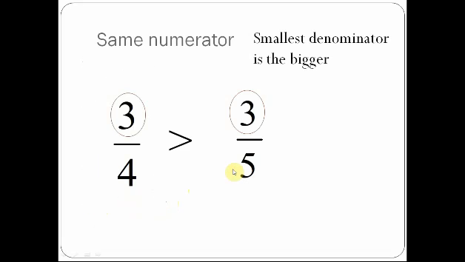It's so easy. But if I have this problem, 3/4 and 3/5. If I look at the denominator, they are different. So I will look at the numerator. The numerators are the same. But in this case, if I have the same numerator, the smallest denominator is the greatest. So the smallest denominator, 4, is smaller than the other denominator, so 3/4 is bigger than 3/5.